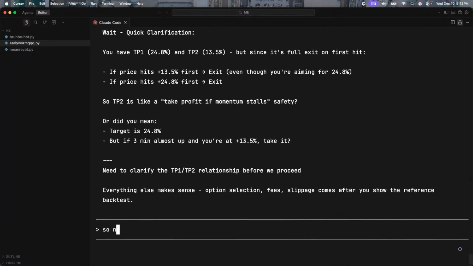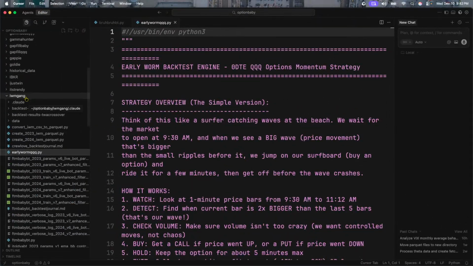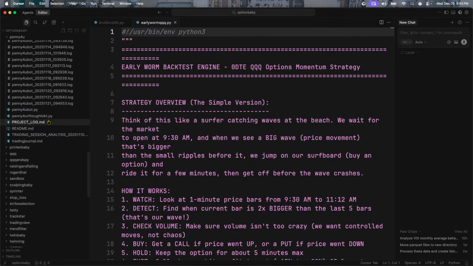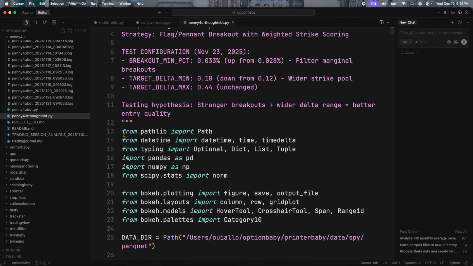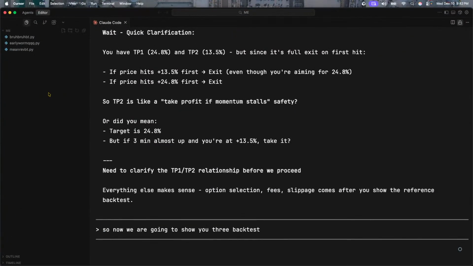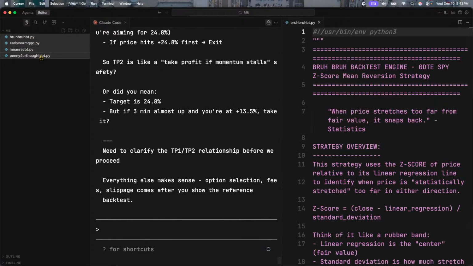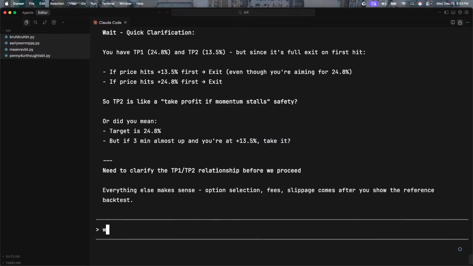So now we are going to show you 3 backtests. Shit, I should have done 4. Damn it. Hold on, I need one more. And this one is how we are going to select options, because I know this one is it. Let me copy. Okay, beautiful. Then I could copy the path. And then what we're going to say is, we are going to show you 4 backtests.